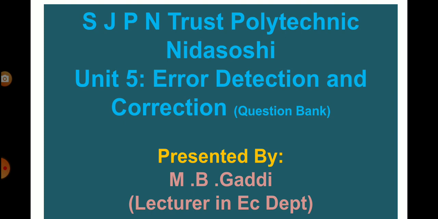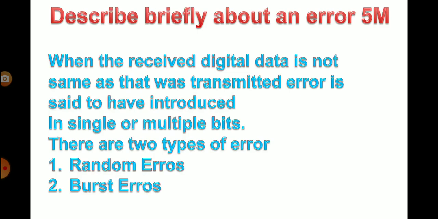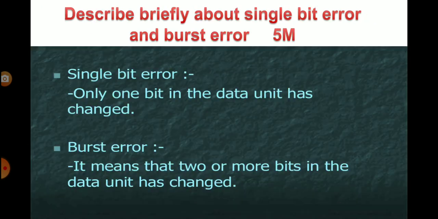Now, today I am going to discuss error detection and correction question banks. First question, describe briefly about an error. When the received digital data is not the same as that which was transmitted, an error is said to have been introduced. In single or multiple bits, there are two types of errors. First one, random errors. Second one, burst errors.